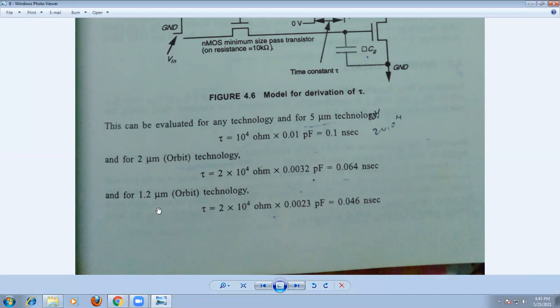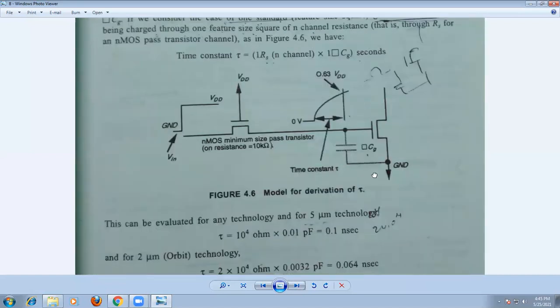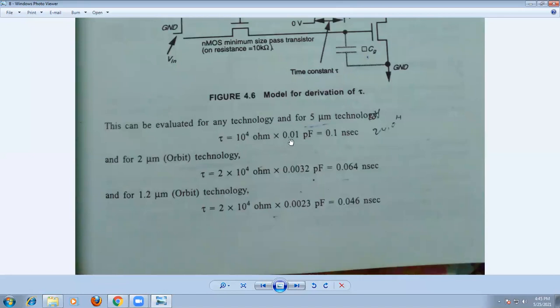Similarly, in 1.2 micrometer technology, the delay is equal to, once again, RS is the same, 2 into 10 to the power 4 from the table of the sheet resistance, multiplied by 1 square CZ in 1.2 micrometer technology, which is equal to 0.0023 picofarad. Right? Already we calculated these values in the previous classes. Just observe, the previous classes. So remember that value: 1 square CZ in 5 micrometer technology is 0.01 picofarad.